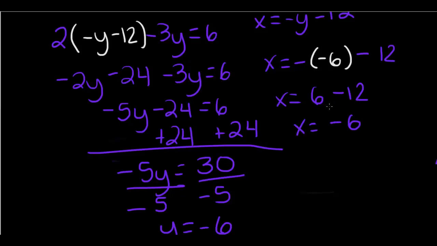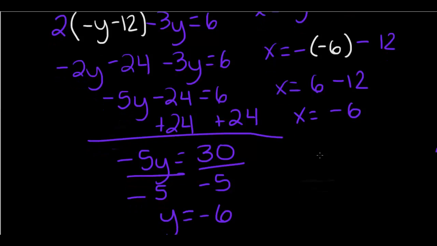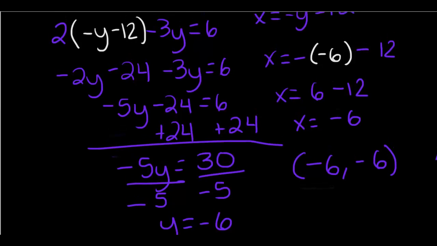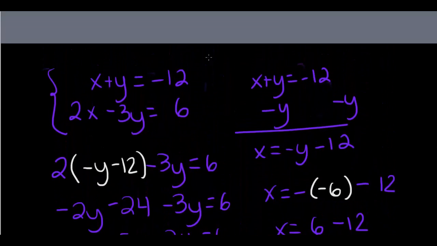Remember, when the signs are different, you find the difference between the two numbers, and you keep the sign of the higher number. In this case, 12 is higher than 6. 12 is negative, so then my answer is going to be negative. So this means that the solution to the system is -6, -6. Again, if you were to graph these equations, the two lines will intersect at that point. Now you can check your answer. You can always go back and plug in the values that you found and see if it makes the equations true.